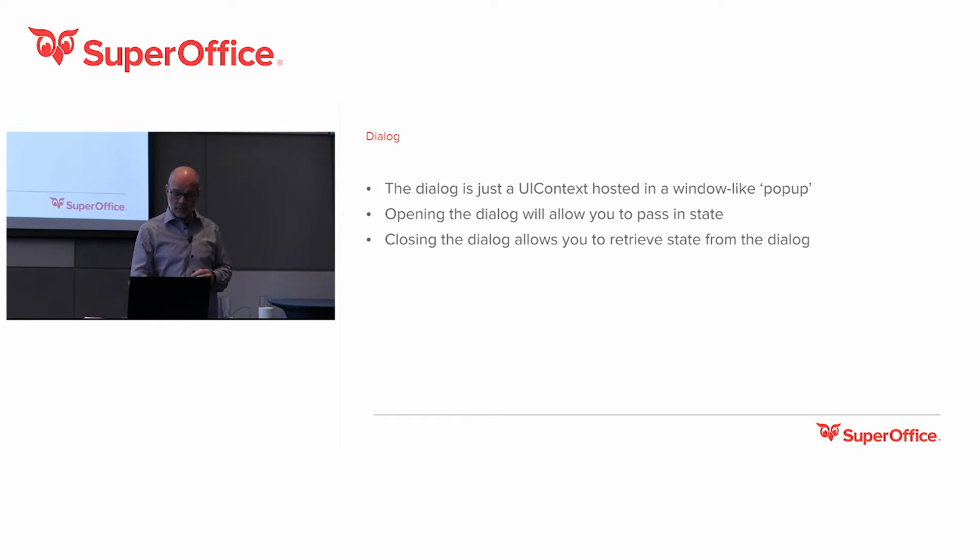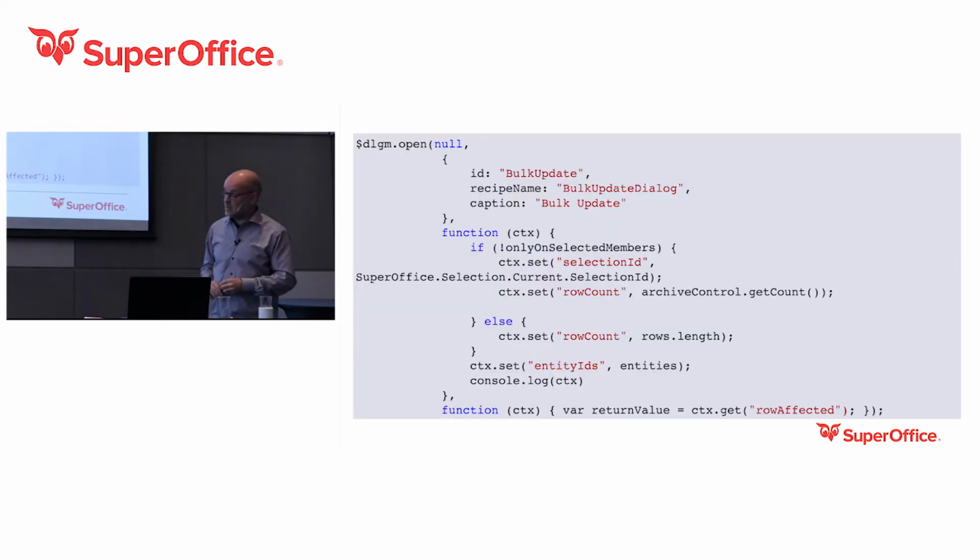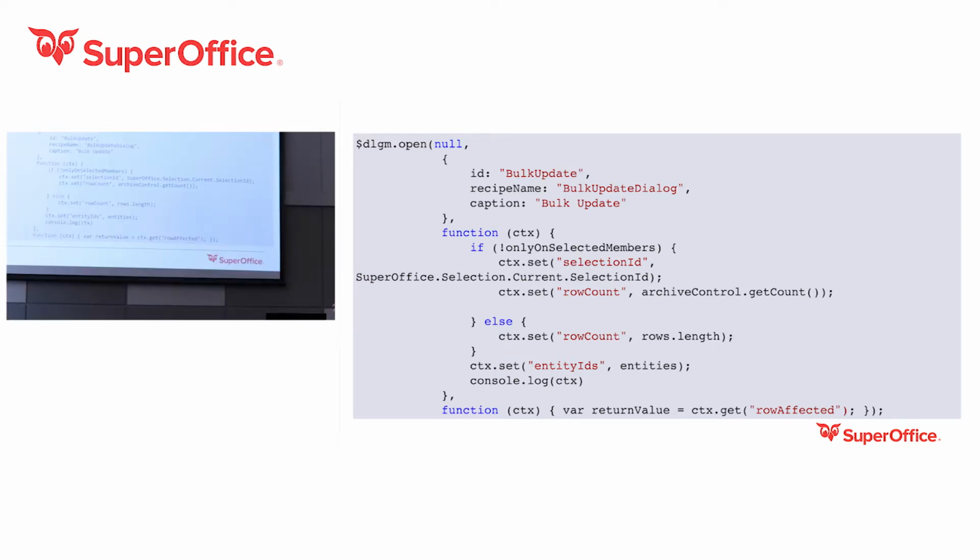I have an example here, the bulk update. This is how we use it from the selection card. We use the dialog manager open, and we don't pass in any context. That's the null. We don't have any context. That doesn't matter. We just send in this is the ID, this is the recipe name of the dialog, and here's the caption. And then we have the first function, which is called when the dialog is opening, and it is open.